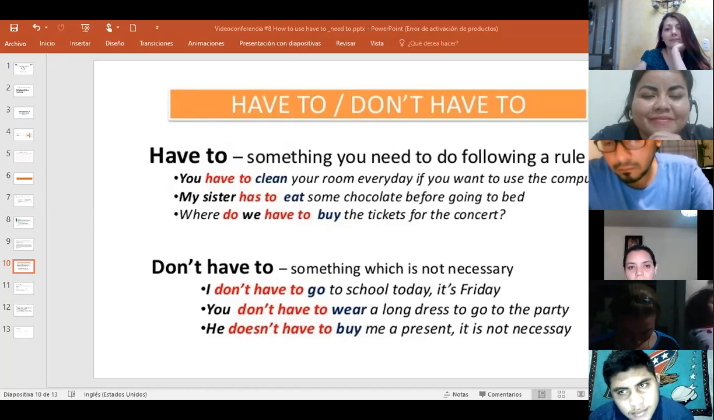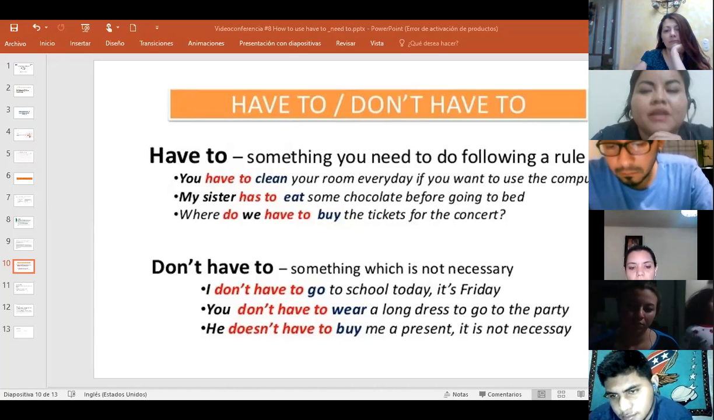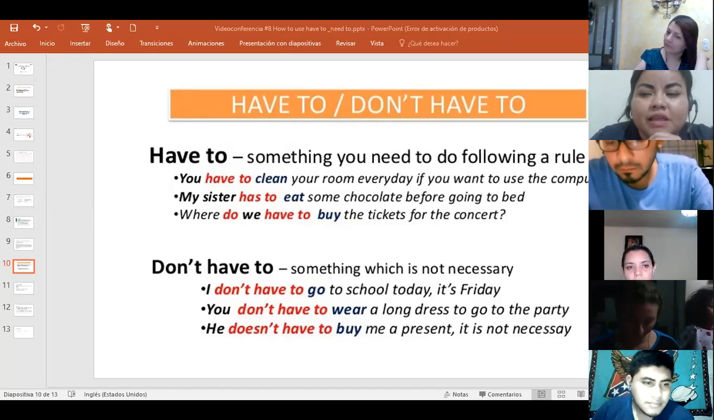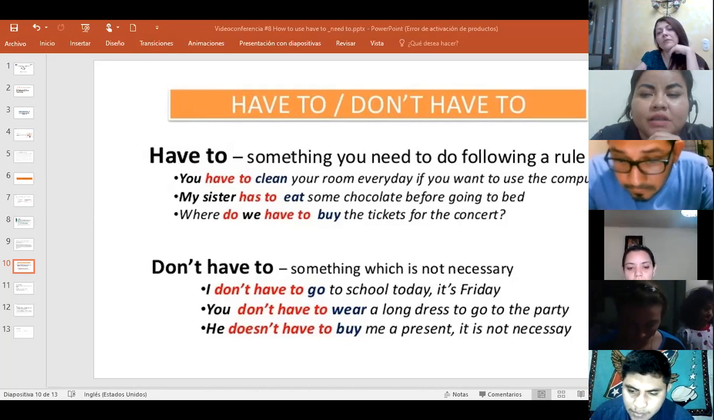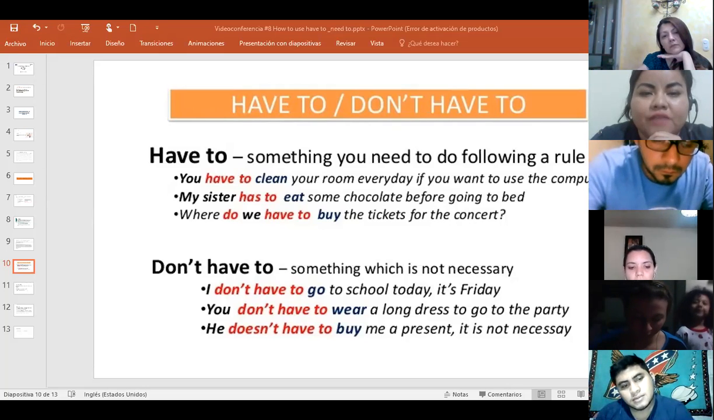Vaya, I have to wash my hair. Okay, I have to wash my hands. To wash my hair. Y el otro, I have to wear a mask. Okay, very good.